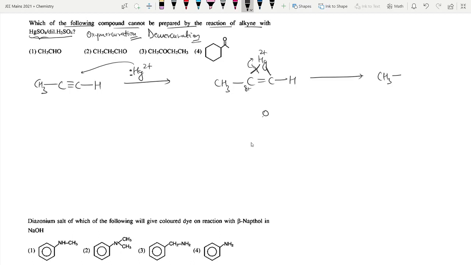But when this is happening from the other side, the water molecule, the solvent molecule, will also attack, and it will attack here, because here there is more positive charge. So the water attacks here, and you get a double bond. You get Hg plus here. It accepts an electron.